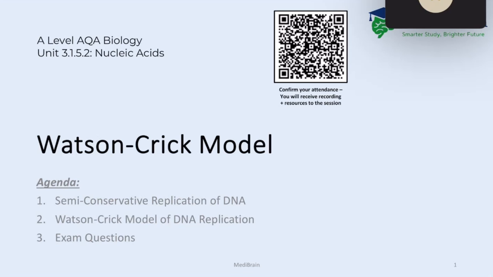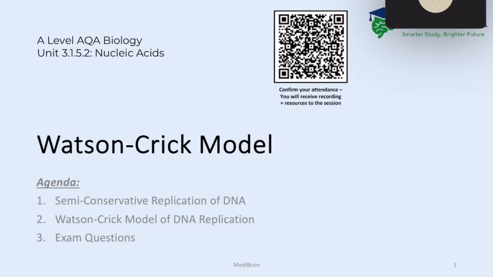Okay, so in today's lesson, we're going to be continuing from what we've already looked at in our last lesson. In our last lesson, we looked at DNA replication, and in today's lesson, we are going to be looking at the second part of DNA replication. It's a small part of the spec, but it's a very much ignored part of the spec that examiners love to ask questions on. Okay, and that's the Watson and Crick model of DNA replication.